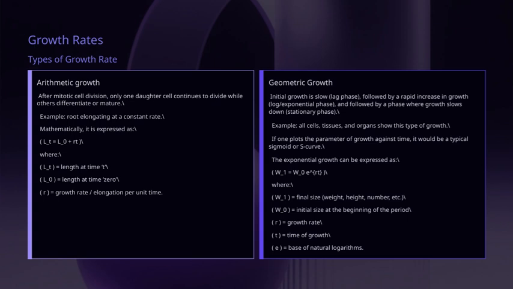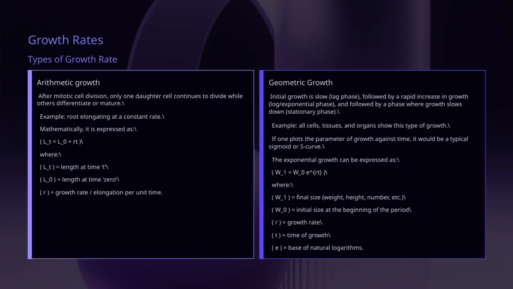This exponential growth model shows that if you plot the growth parameter against time, you typically get a sigmoid or S-curve. Think about biological systems. Cells, tissues, and organs all tend to grow this way. Initially, growth is slow during the lag phase. Then, it accelerates rapidly during the exponential or log phase. Finally, as resources become limited, growth slows down in the stationary phase.